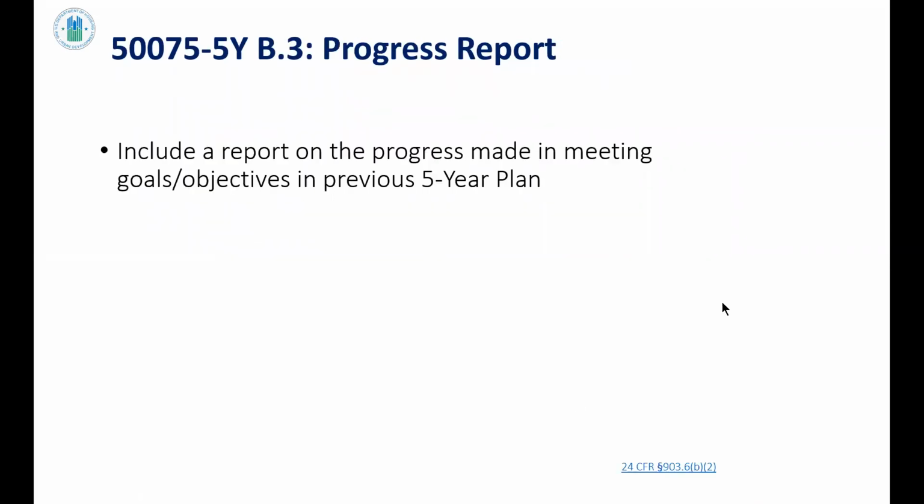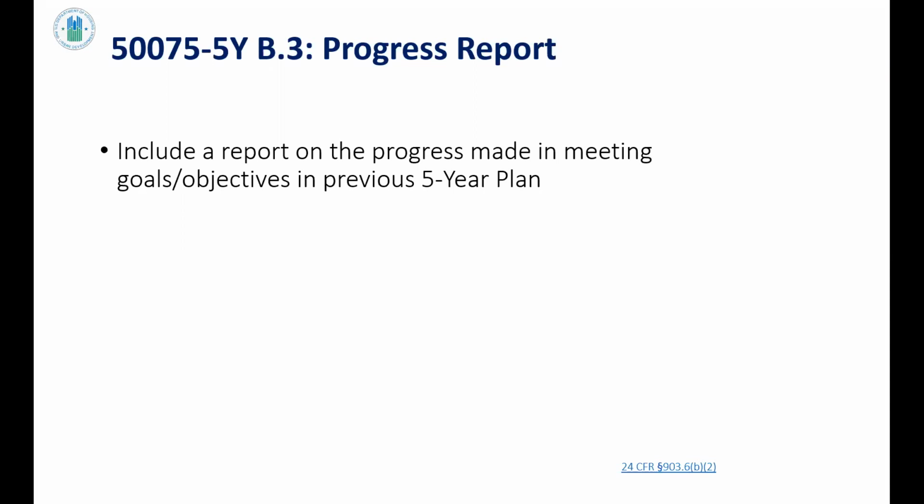The next section is B3, and that is the progress report. So you would include a report on the progress made in meeting objectives in the previous 5-year plan. Now, this section requires the agencies to include a narrative on the progress the PHA has made in meeting the goals and objectives. So this is not the CFP 5-year action plan, but instead it deals with the progress made on the goals and objectives in the agency's last 5-year plan.